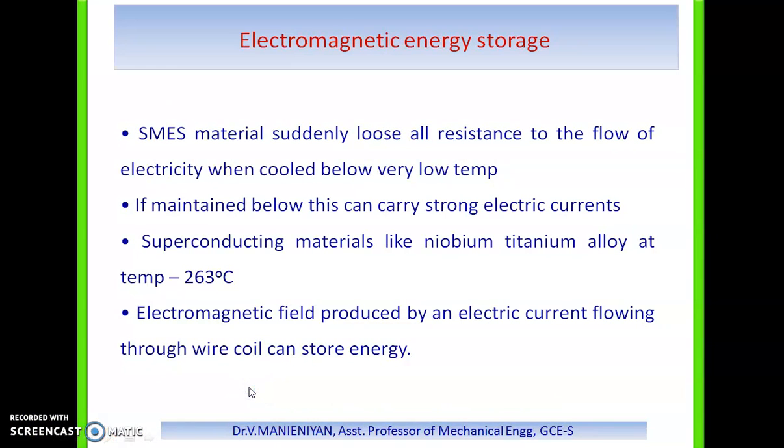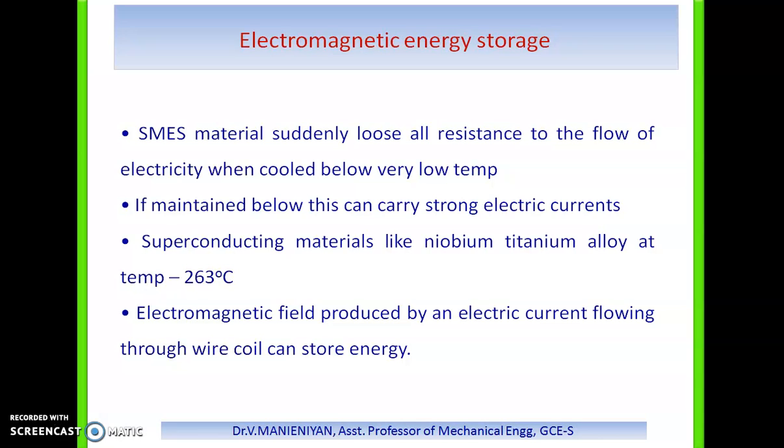Next we discuss the electromagnetic storage system. Electromagnetic energy storage requires the use of a superconducting material. Materials such as metals or alloys suddenly lose all resistance to the flow of electricity when cooled to very low temperatures. If maintained below that temperature, a superconducting material can carry a strong electric current with little loss.